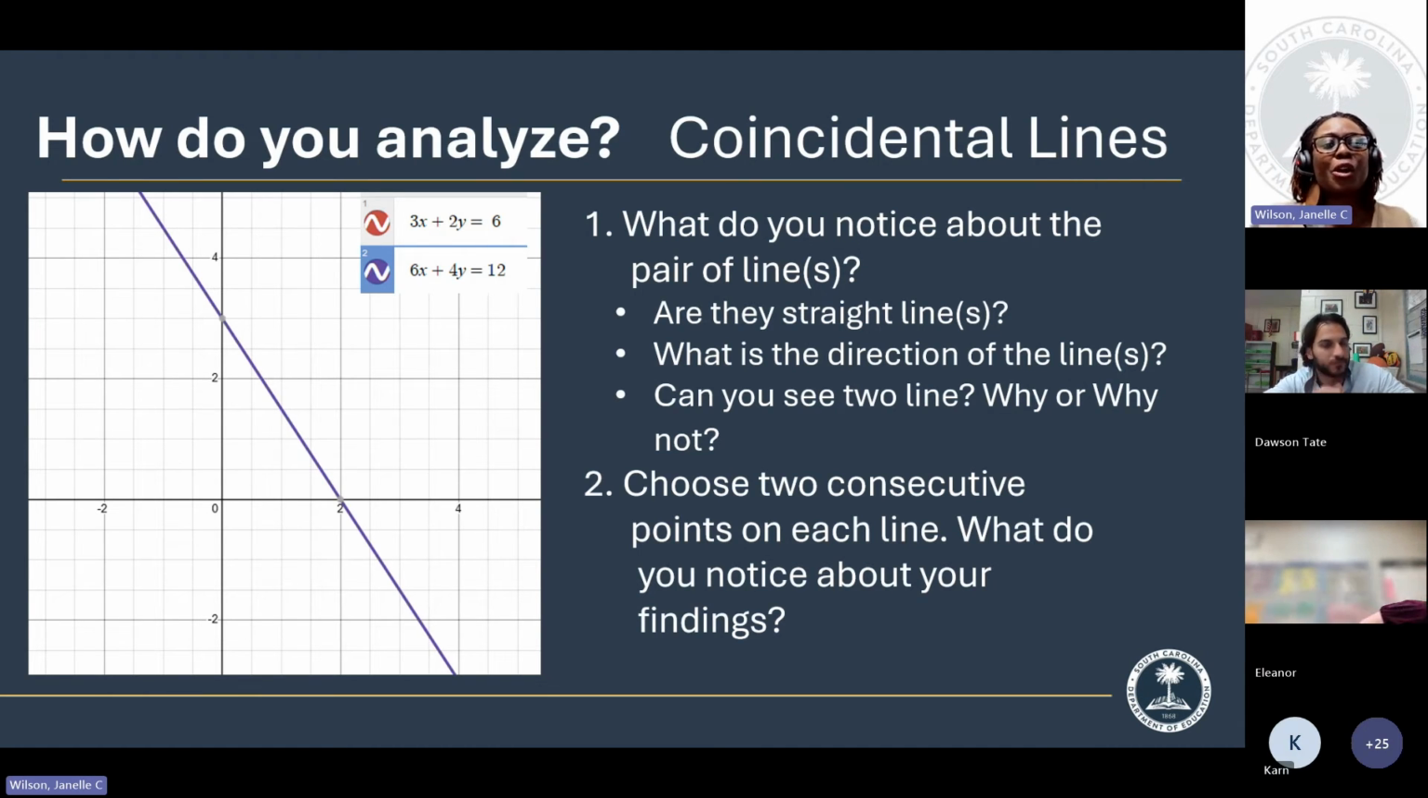Exactly. So can you see two lines? We already answered no. Why or why not? Why can't we see two lines? Because it's the same line. It's identical. Exactly. It would be cool if one was yellow and the other was blue. That would be nice. All right. So again, if we chose two consecutive points on the line, we would notice that they have the same slope, right?